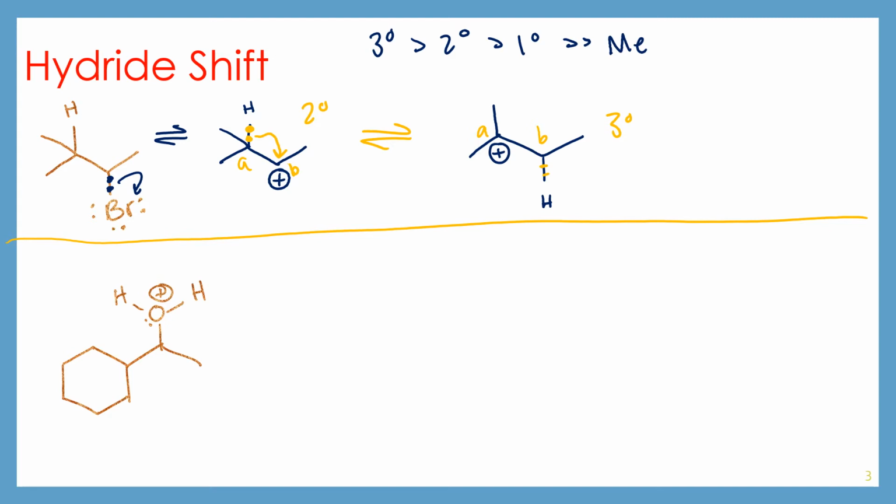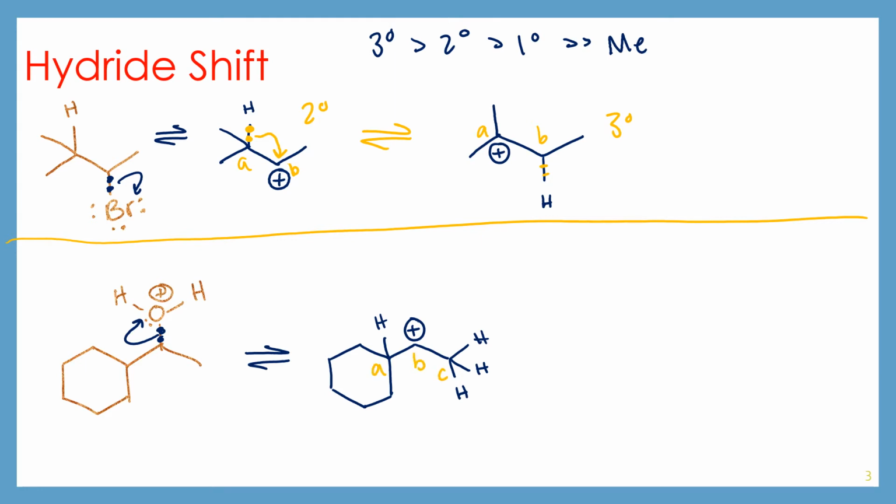Okay, in our next one, we have an alcohol that has been protonated. And this is a perfect example. The water will leave, leaving behind a secondary carbocation. Well, on the two carbons that are adjacent to it, there are hydrogen atoms. How do we know where this might shift to, or if it's going to shift at all?